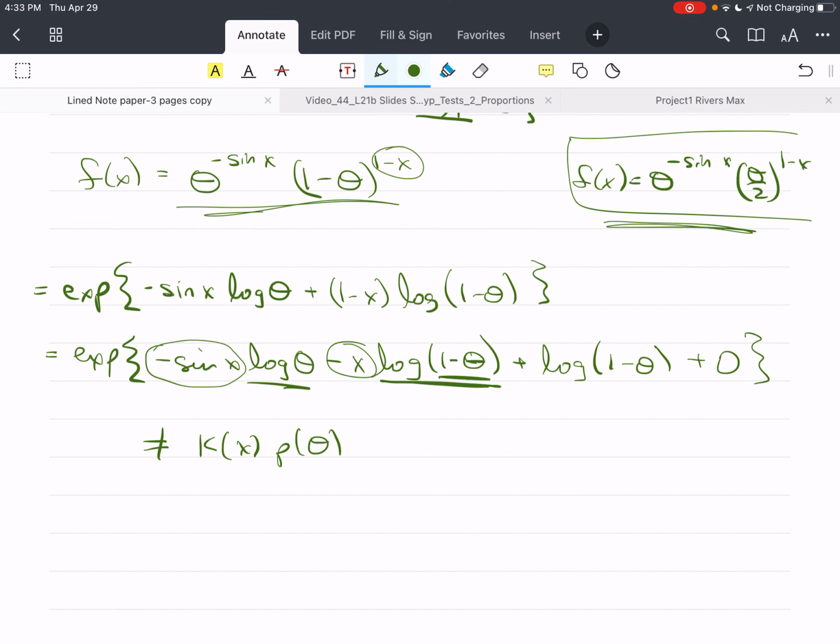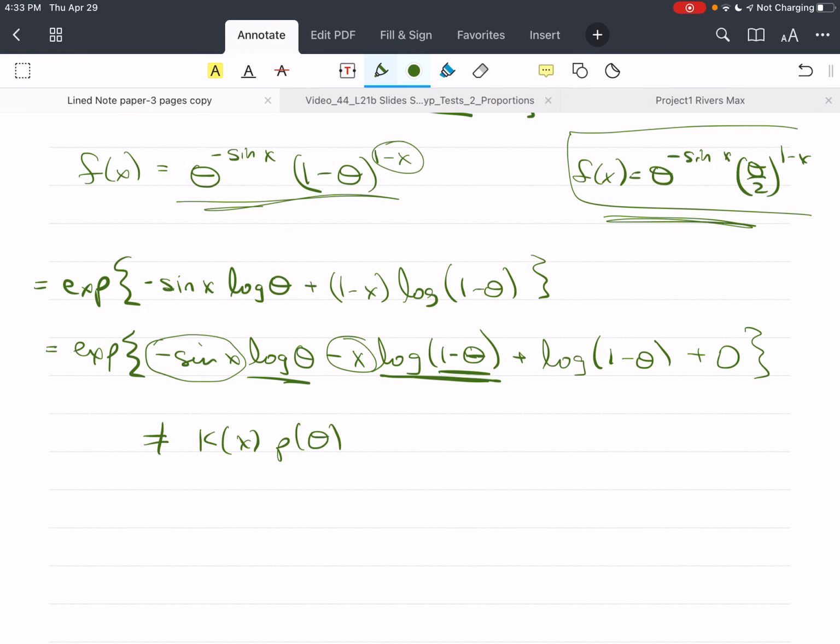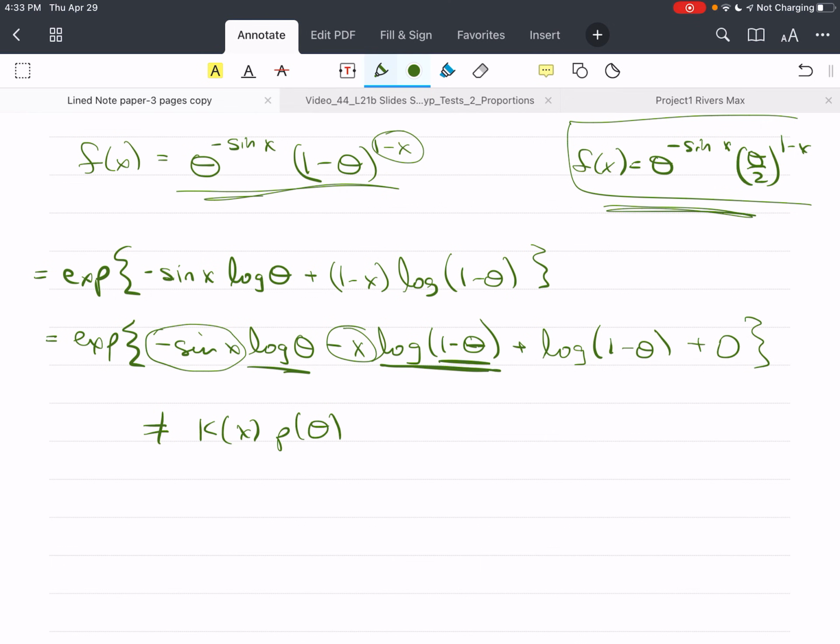So not everything is an exponential family of distributions. If it is an exponential family of distributions, this theorem is great. If it's not, you have to go back to the factorization theorem.